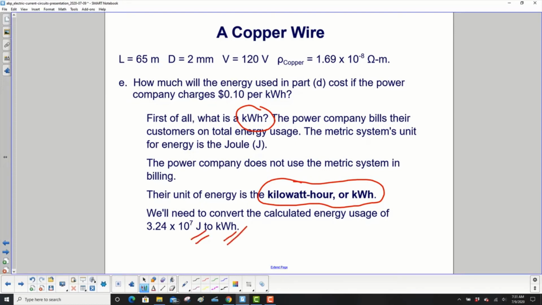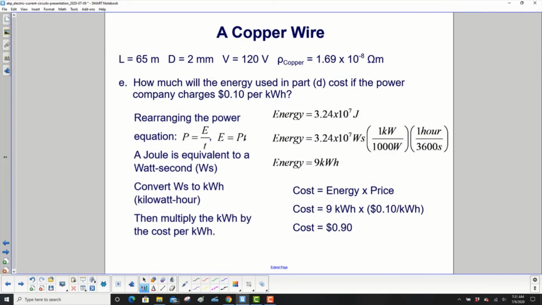So is kilowatt hour. Once again, we'll go to our power equation, where power is energy over time. Energy is equal to power times time. So here's our energy in the metric system. First thing we want to do is convert that. A joule is also equal to a watt second. So that's the first conversion we make, and that is in the SI units. We then have to convert the watt seconds to kilowatt hours. And then we can multiply the kilowatt hours by the cost per kilowatt hour.